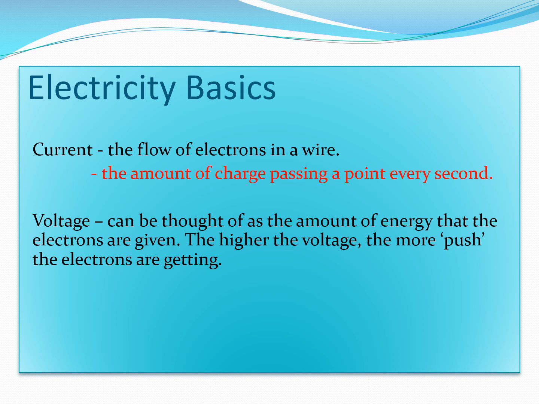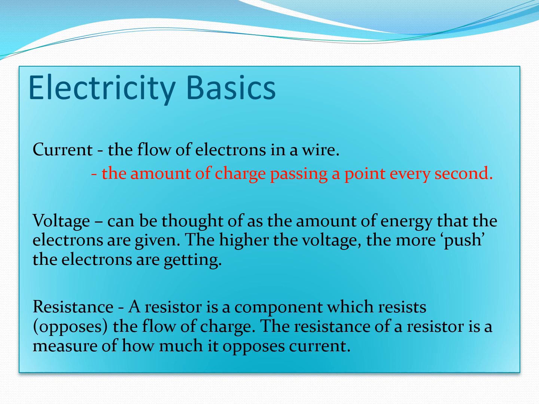Then finally, that takes us on to resistance. Okay, so as you'd guess from the name, the resistance of a circuit is whatever's pushing back against that flow. Okay, so a resistor is a specific component which opposes or resists the flow of charge. Sometimes the voltage is too high and there's too much push being given to the electrons, and so we put a resistor in to push back against that flow, slow it down a bit, reduce the energy.